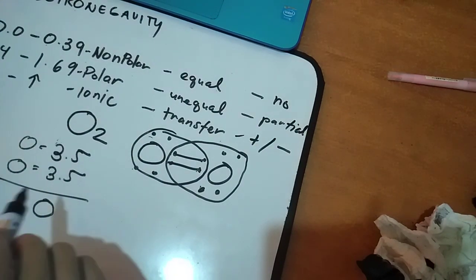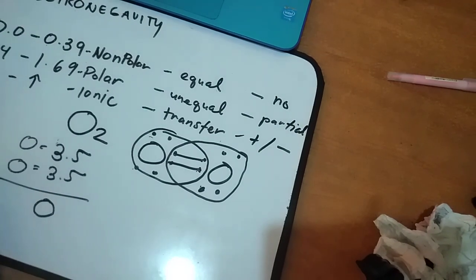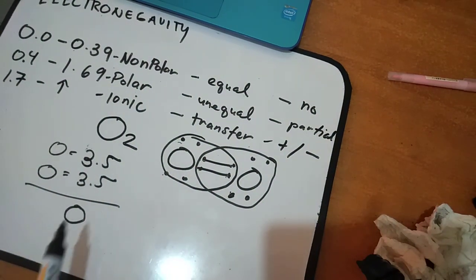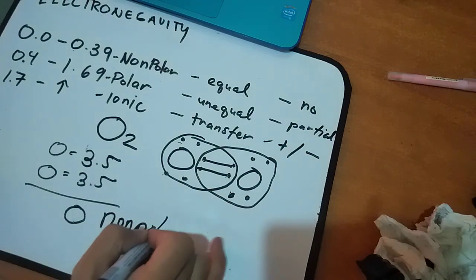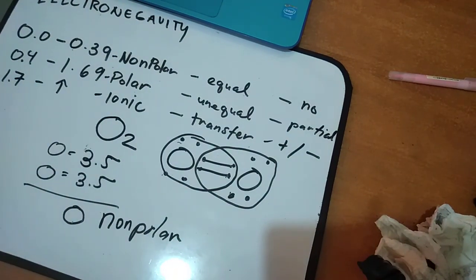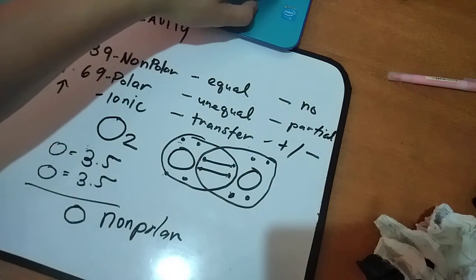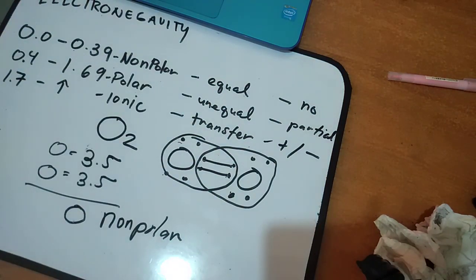So, ano siya? Polar, non-polar, o ionic? So, if you would look on the reference, ang value niya ay 0. So, it means it is a non-polar. Okay? So, that's the first example.